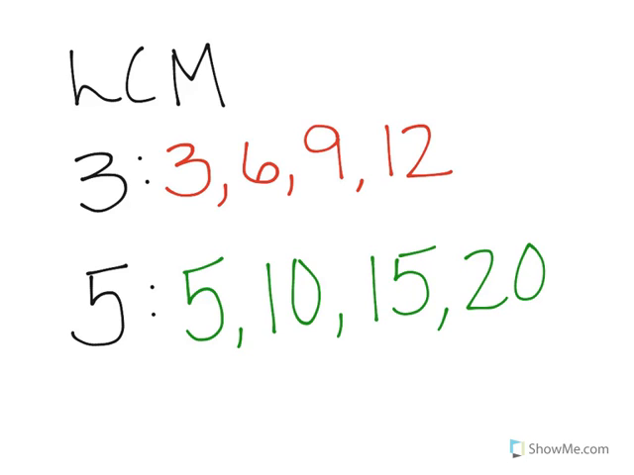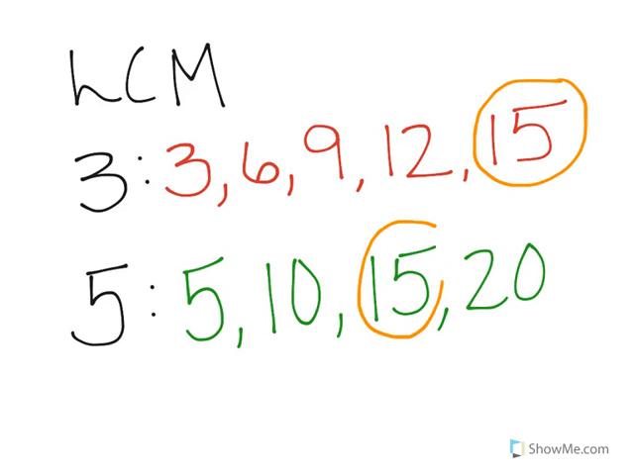So I had 3, 6, 9, 12. My next one is 15. Oh, I can stop right now. I don't have to keep listing any more multiples because I already see that they each have one in common. I see that 15 appears in my multiples of 3 list, and it also appears in my multiples of 5 list.